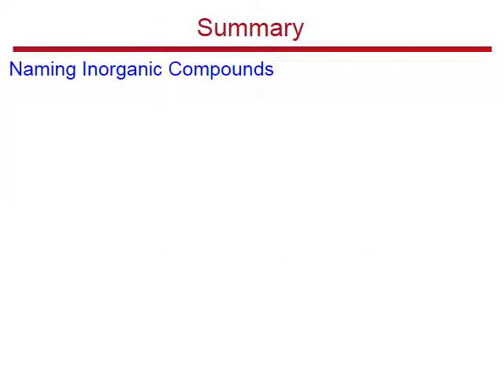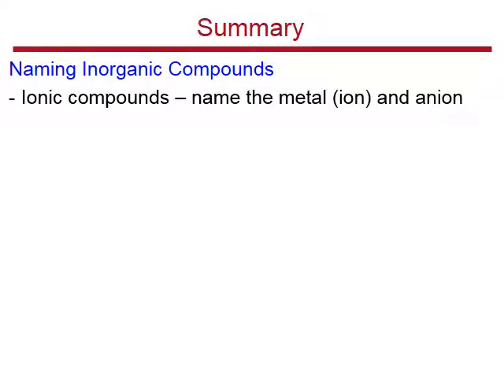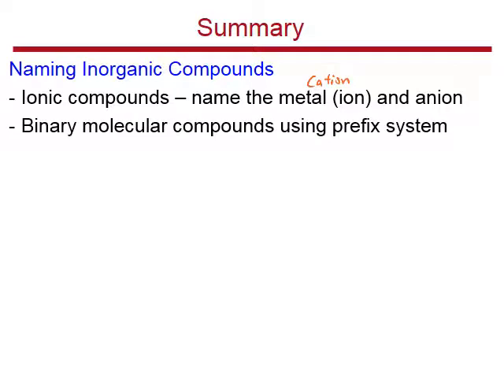In summary, we have looked at a few different rules and methods to name inorganic compounds, including ionic compounds by naming the metal ion or cation and the anion. We learned the naming of binary molecular compounds using the prefix system. We also learned how to name inorganic acids and hydrates.